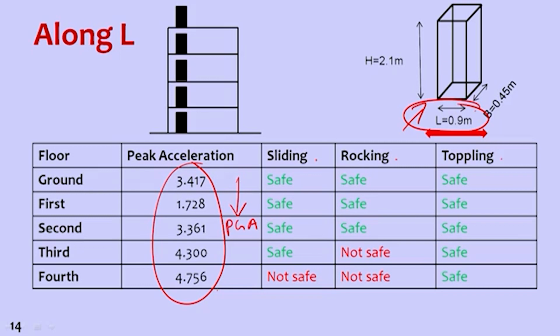So the placing of an element on a particular floor will decide whether it is failing because of sliding, rocking or toppling. Thank you.